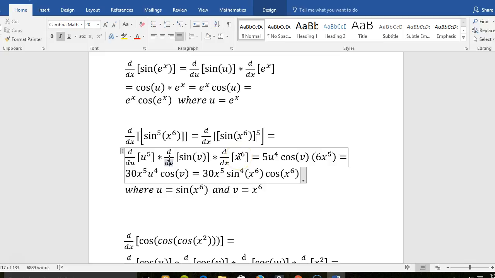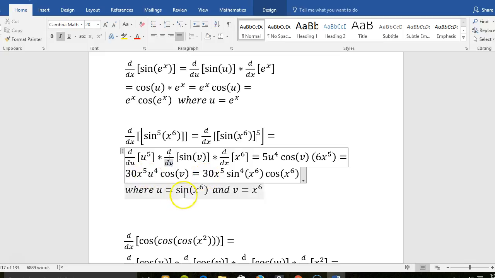And then now, guys, what's going to happen here: d by du of u to the fifth is 5u to the fourth. D by dv of sine v is cosine v. D by dx of x to the sixth is 6x to the fifth. And then that 6 and that 5 multiply into each other to give you the 30. By commutativity, I bring the x to the fifth over here. Here's the u to the fourth. It doesn't matter. You can put the u to the fourth in front of the x to the fifth. And then here's the cosine of v. You could put any particular term in front of the other. This is an elegant way to write it, though. And then you just substitute back in.